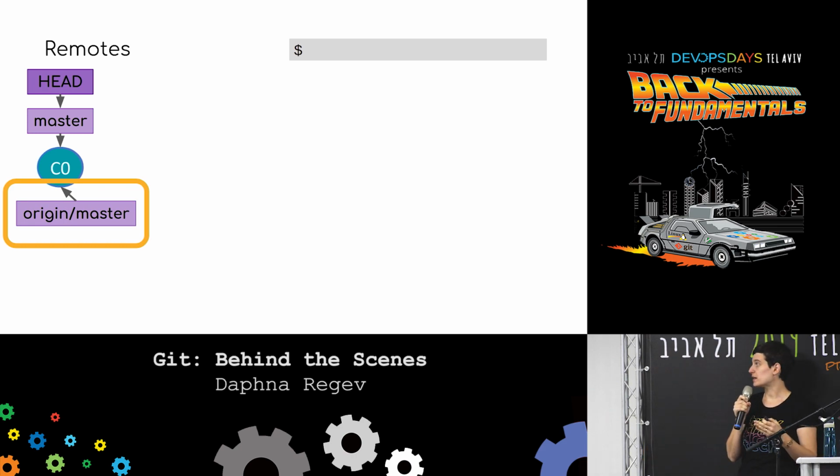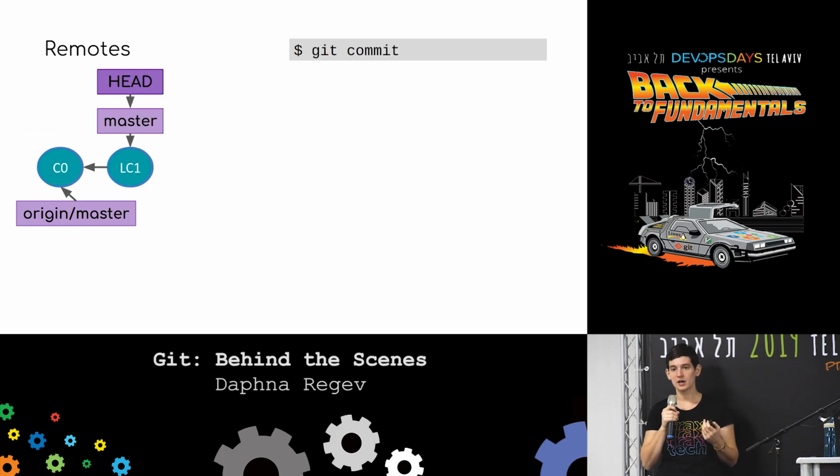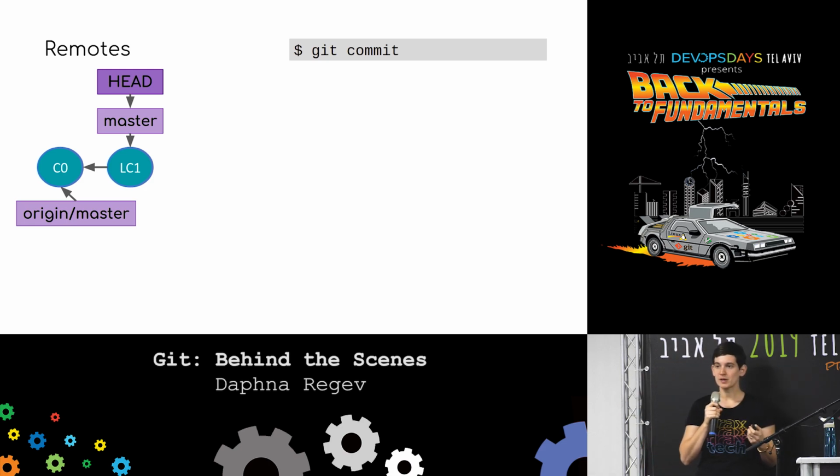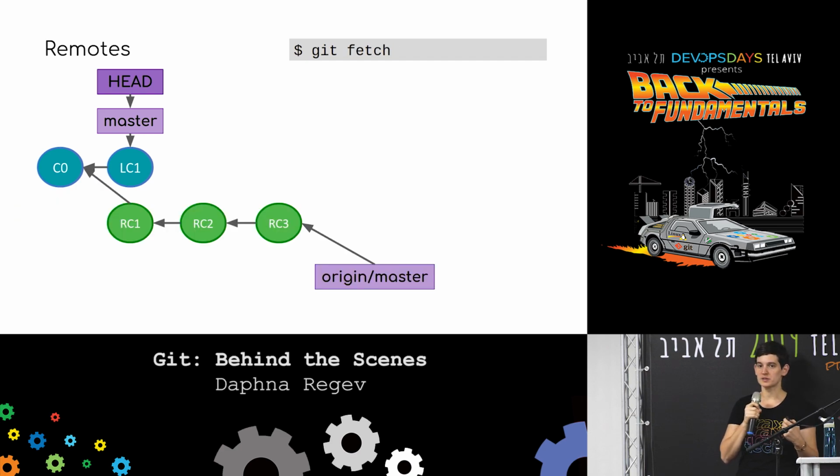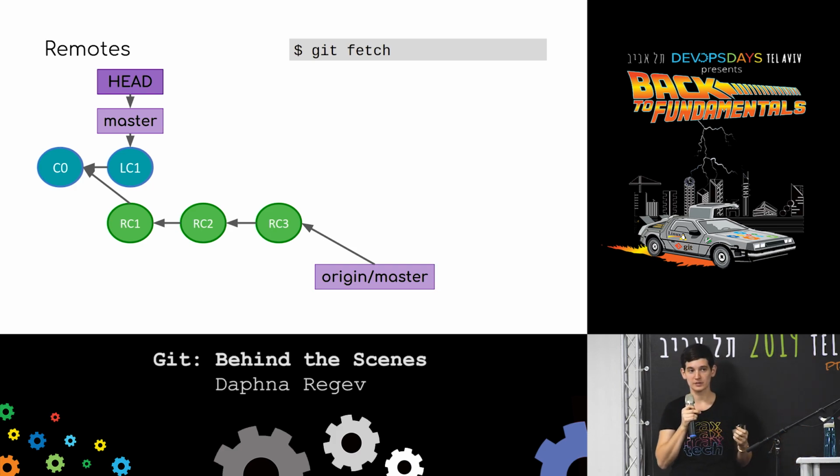So here, origin master is still pointing at this initial commit. And then later on, we have a local commit that we made. And now we want to understand what's happening at the remote repository. Okay, so we'll use git fetch. Maybe some of you aren't familiar with git fetch, and that's fine because soon we'll see a command that everyone is familiar with.